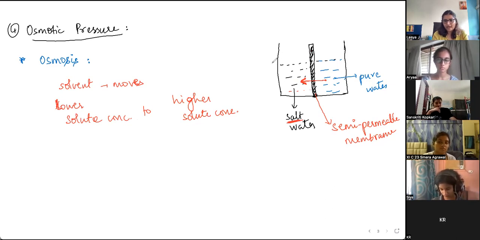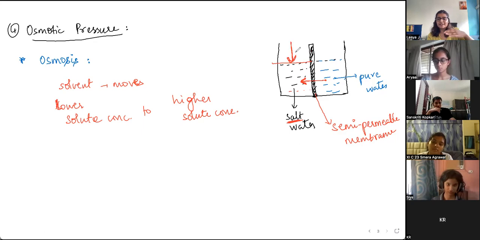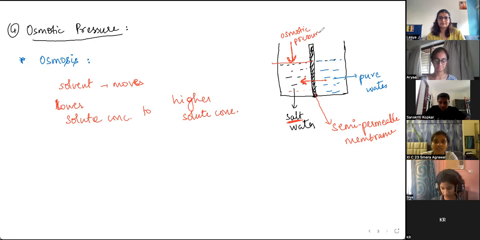So it goes from lower solute concentration to higher solute concentration. Now, if I put a piston here and apply pressure on salt water, I can stop this movement. So it depends on how much pressure I put here. So the pressure required to stop this movement is called osmotic pressure. How putting pressure stops the movement, I did not understand.